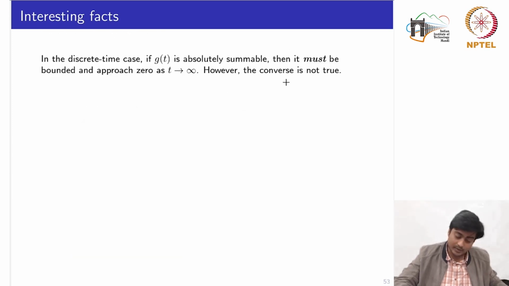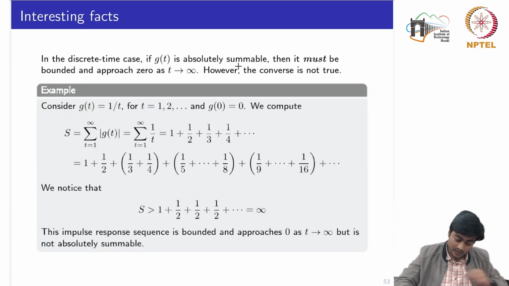But in the discrete time domain, if the signal is absolutely summable, then it must be bounded and approach 0 as t tends to infinity. However, the converse is not true, meaning that if the signal is bounded and approaches 0 as t tends to infinity, it does not imply that the signal is absolutely summable. We can see one quick example.